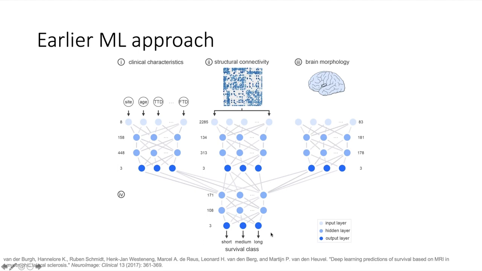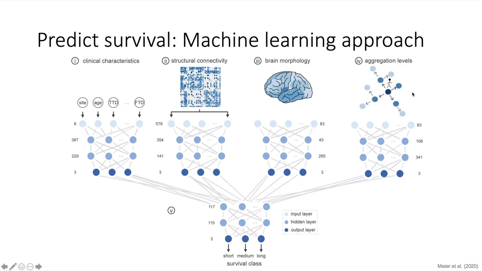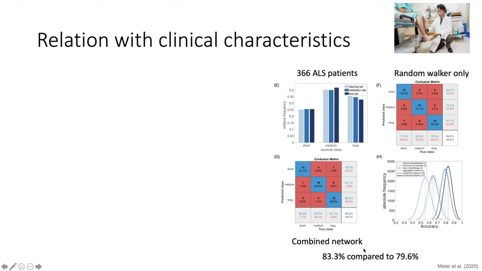So for short survivors, we actually call an ALS patient a short survivor when the time between the disease onset and the death is shorter than 25 months. Medium would be between 25 and 50 months, and long would be longer than 50 months of survival after symptom onset. So this algorithm worked quite well. And now we put on top of this the aggregation levels of the random walker. So let's say some high-level abstract network science feature, which would also be put in the machine learning algorithm. And what we found was that it actually helped to predict the survival class of individual ALS patients much better than without it, and increased the accuracy from 79% to 83% once we included the random walker.